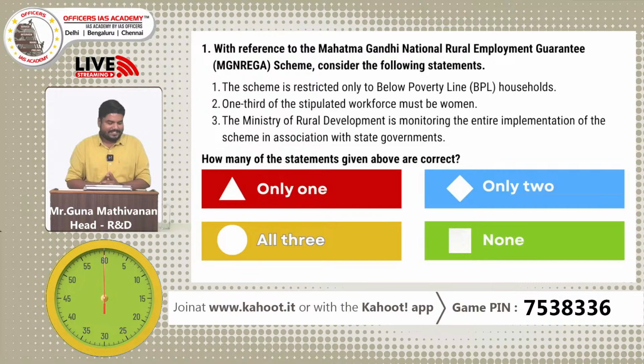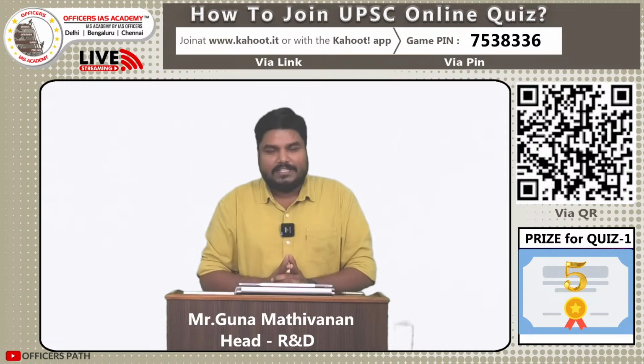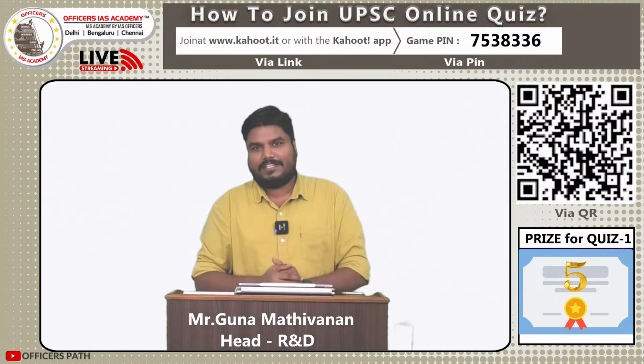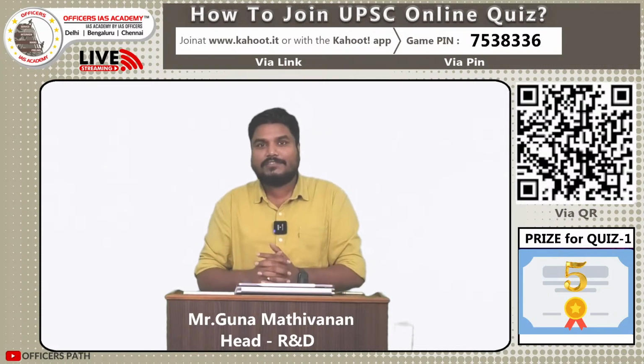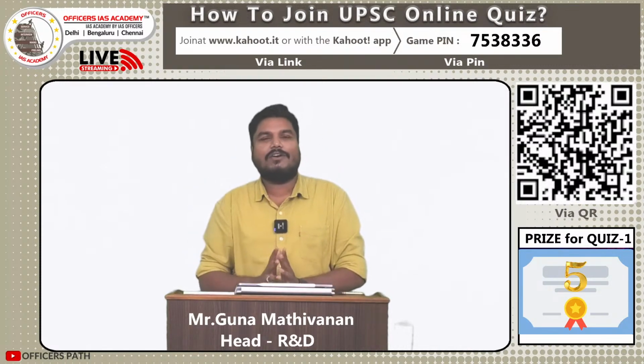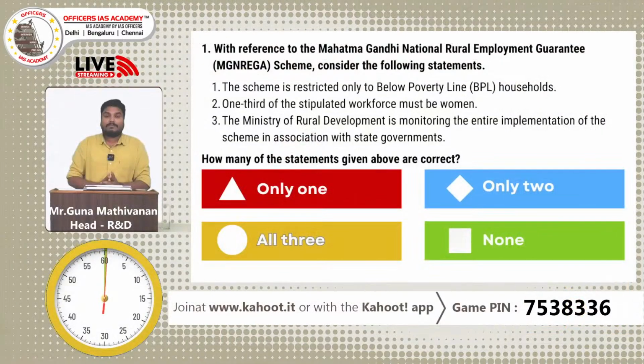So what is the right answer? The primary objective of the Mahatma Gandhi National Rural Employment Guarantee scheme is to provide 100 days of unskilled work for all willing rural households. It is not only for BPL families. It is for all willing rural households. So the first statement goes wrong. One-third of the workforce must be women. That is absolutely correct. And of course, the Ministry of Rural Development is implementing this program in association with the state governments. So statement 2 and statement 3 are correct. The answer is only 2.